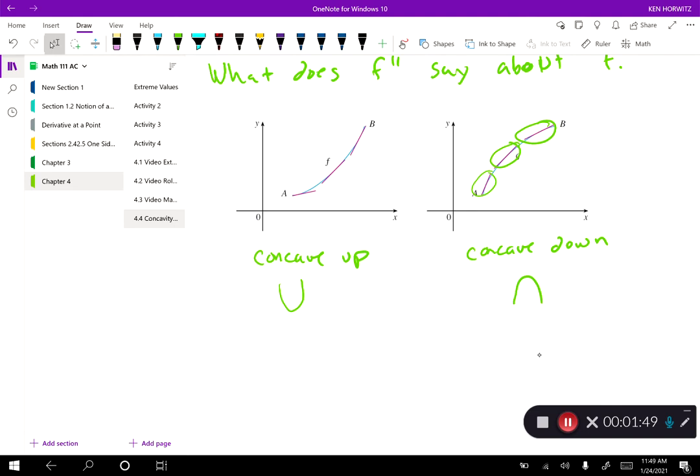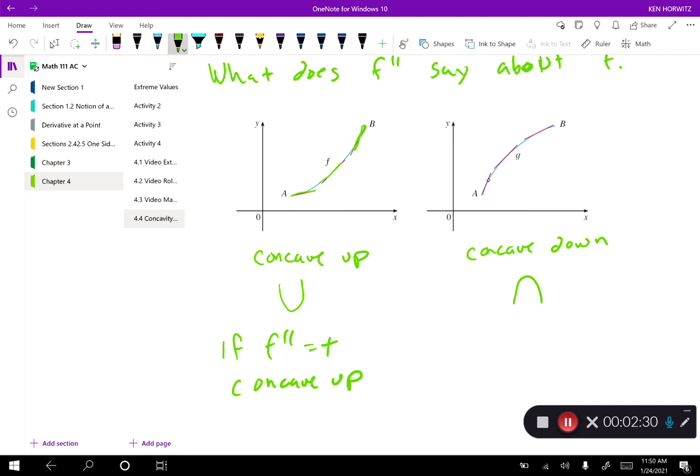Well, if we notice in the first case, this derivative, while it's positive, is a very small number. This one's a larger number, this one's a larger number. So if our first derivative is increasing, meaning our rate of change is going higher, it's concave up. So if our second derivative, our rate of change, is positive, we are concave up.